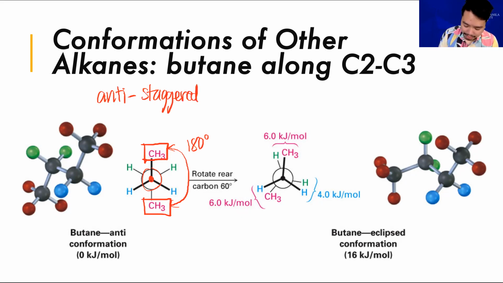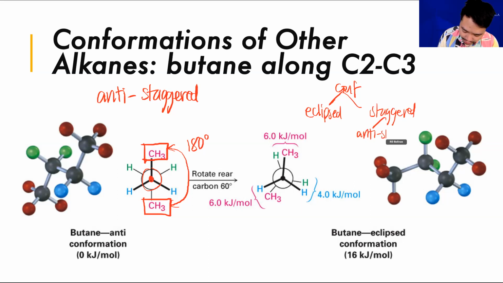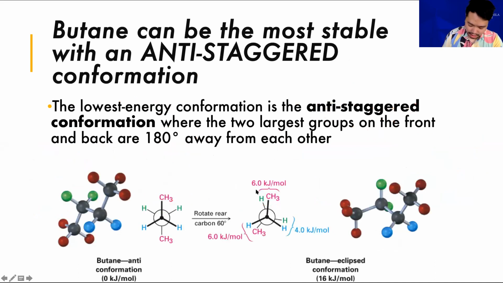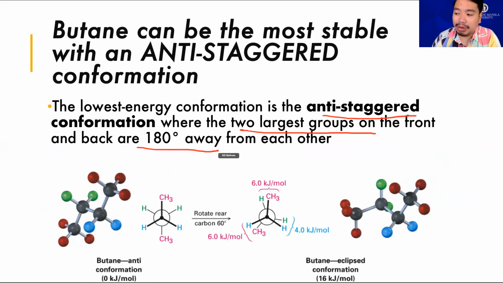So we have the conformations: we have eclipsed, we have staggered. And then under staggered, you have your anti-staggered form. So that's the hierarchy of it. You rotate the bond a little bit, you end up with this eclipsed form. So, anti-staggered: the two largest groups are 180 degrees away from each other in your Newman projection. This is also the most stable form.